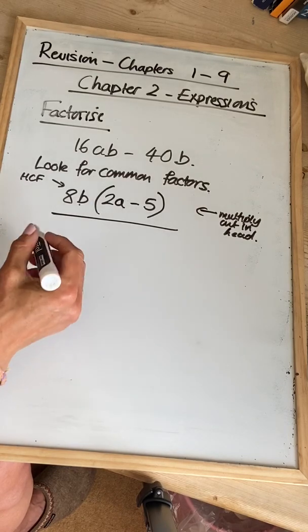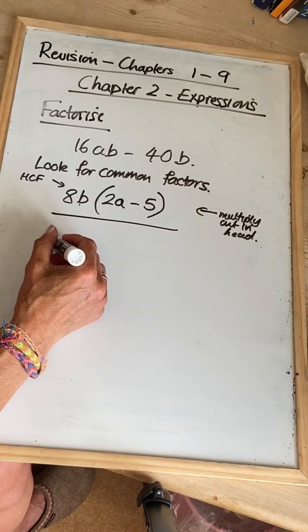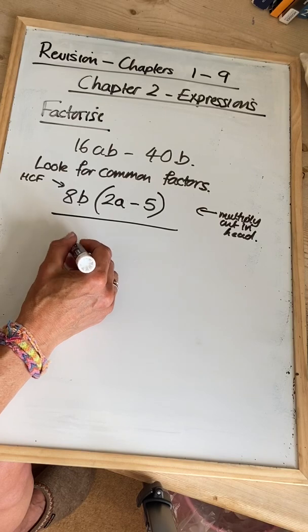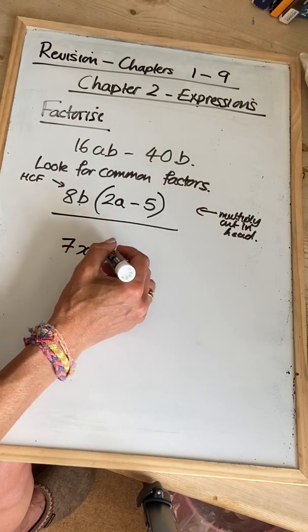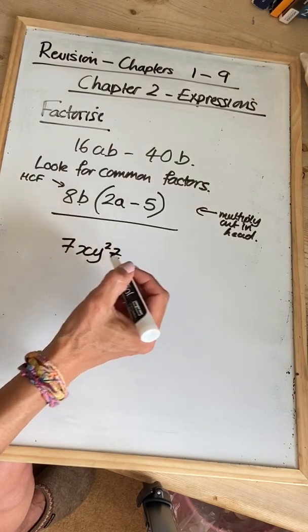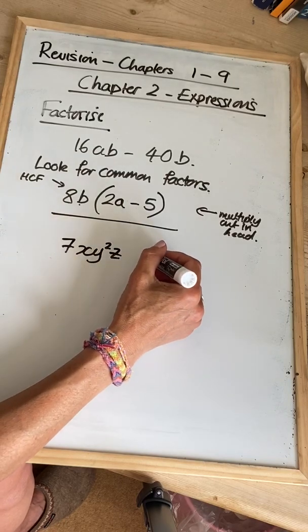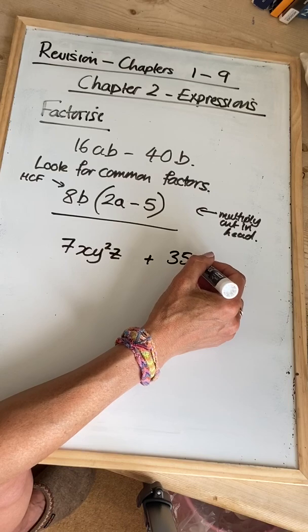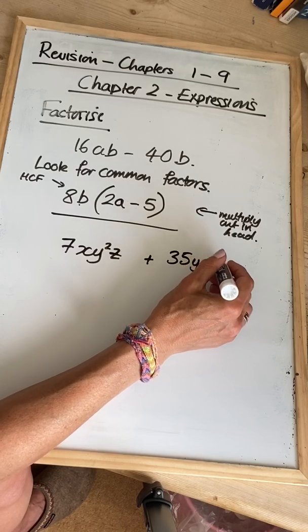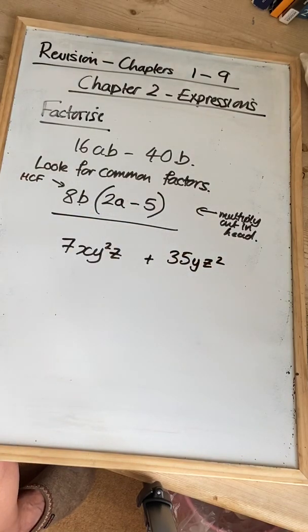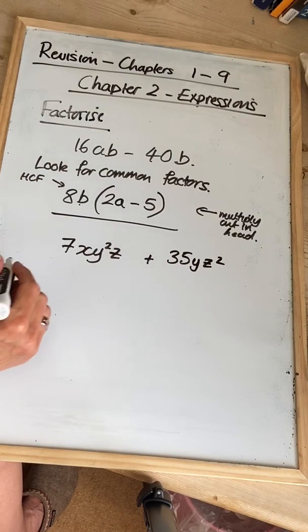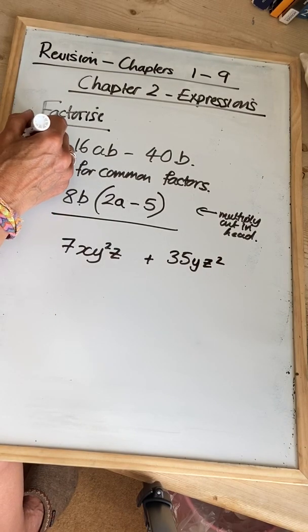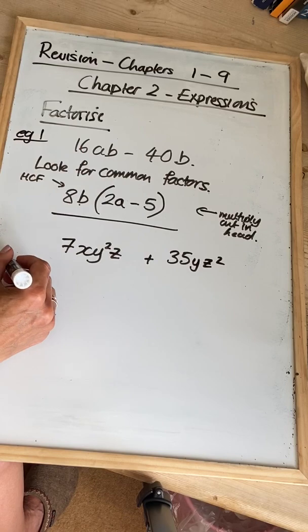Let's just do one more. Let's do 7xy squared z, and add 35yz squared. Okay, look at the numbers first of all for common factors. I'll call that EG1. And this one EG2.